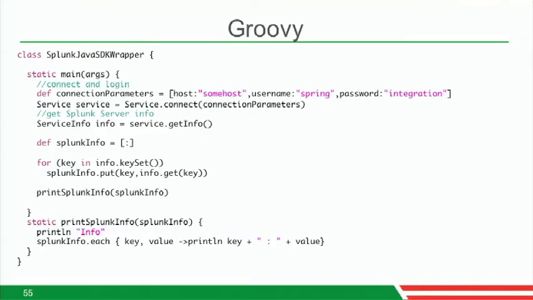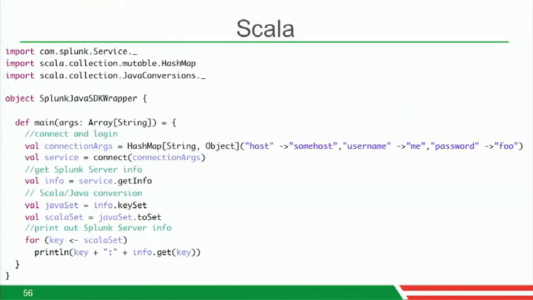So here's just a simple little bit of Groovy code. If there are any Groovy gurus in there, don't hassle me, it's not my first language. But basically, this is a simple example where, again, I'm passing my connection parameters. I've got a service object here, and then I'm hitting an endpoint in Splunk just to get some basic server information. Then I'm printing it out, again using the Java SDK via Groovy.